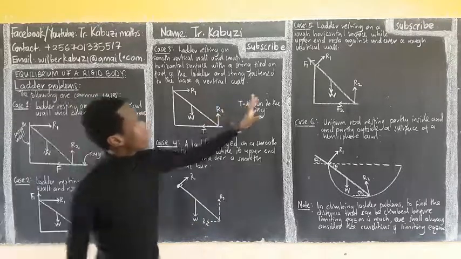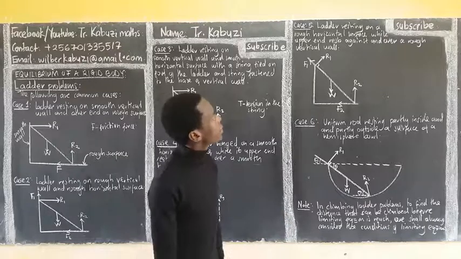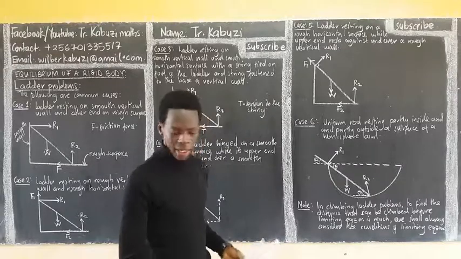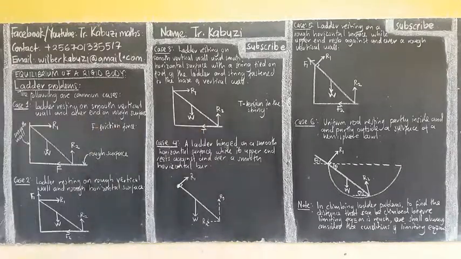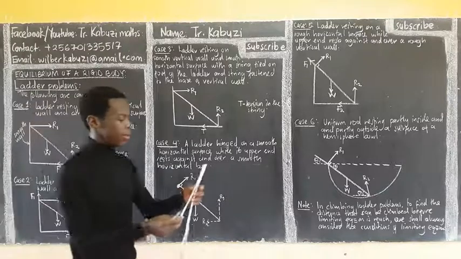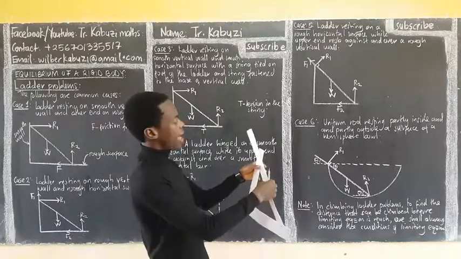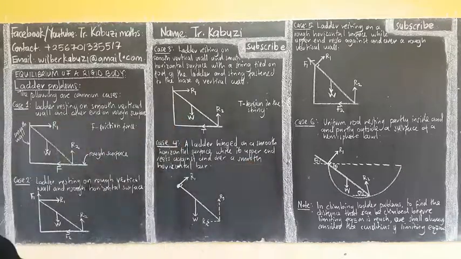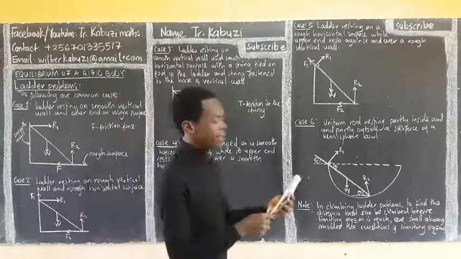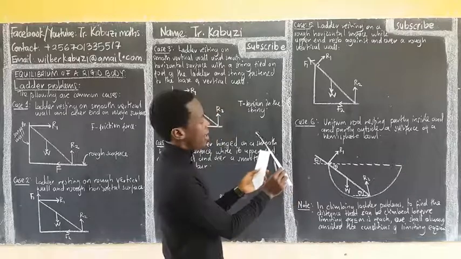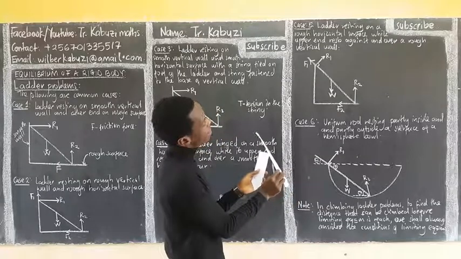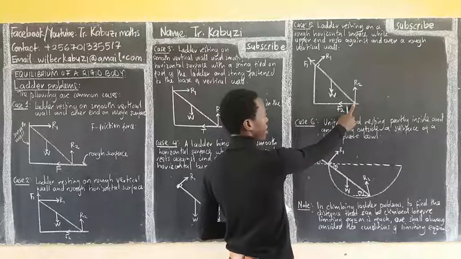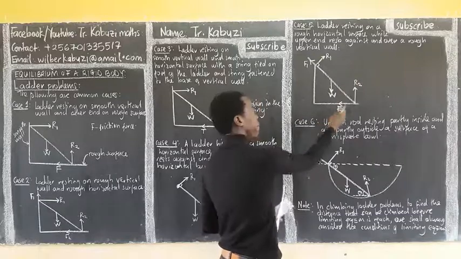Okay, then when we come to case 5, ladder resting on a rough horizontal surface while upper end rests against and over a vertical wall. Now, here we have a vertical wall. This is the case we are having. So, okay, let me use this as the wall. When this is my wall, you see the ladder is resting over a horizontal surface. It's resting on a rough horizontal surface. There is contact on this surface, reaction. Rough, we expect friction to be on this side.